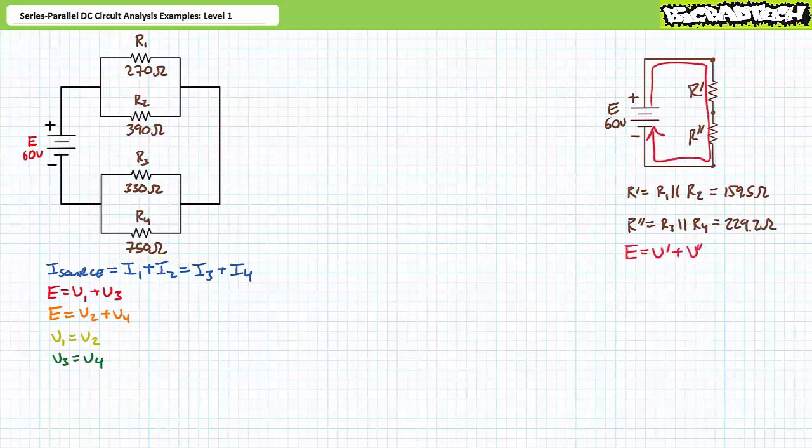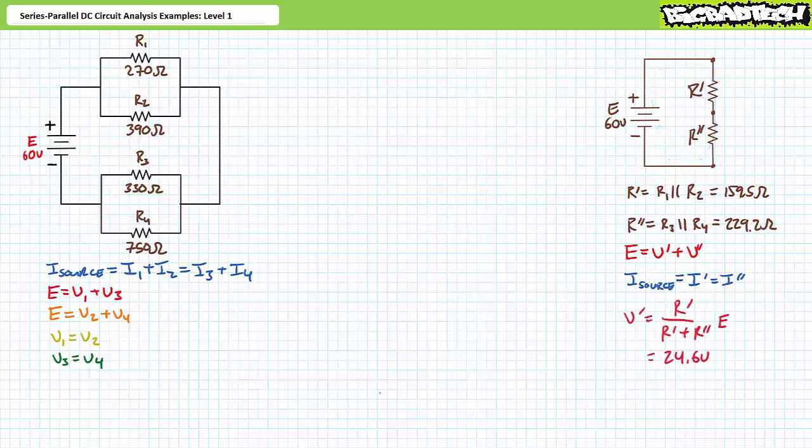A Kirchhoff's voltage law analysis of the simplified series circuit demonstrates that E equals V single prime plus V double prime. A Kirchhoff's current law analysis of the series simplification demonstrates that source current equals I single prime, which equals I double prime. An application of the voltage divider rule demonstrates that V single prime is 24.6 volts. An algebraic manipulation of the Kirchhoff's voltage law equation for the series circuit simplification demonstrates that V double prime is the remaining 35.4 volts.